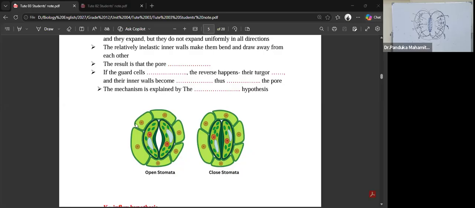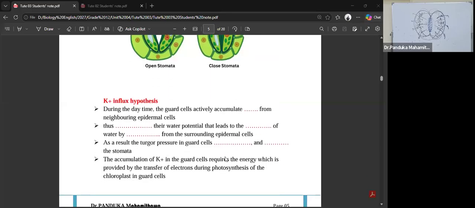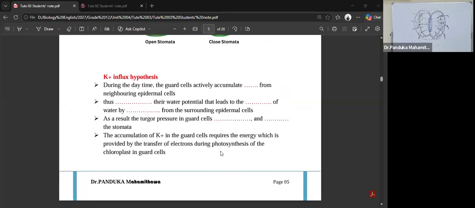Okay, so this picture shows the opening of the stomata with the influx of potassium and water from the surrounding epidermal cells. And this is the closing of the stomata at night by releasing the potassium back and giving back the water to the surrounding epidermal cells. Open and close stomata, right? So the potassium influx hypothesis we'll write.